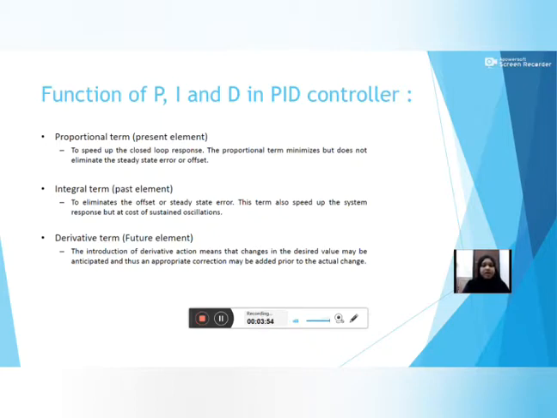The last one is D in the PID controller, which is the derivative term, a future element. The introduction of the derivative action means that changes in the desired value may be anticipated, and thus an appropriate correction may be added prior to the actual change.